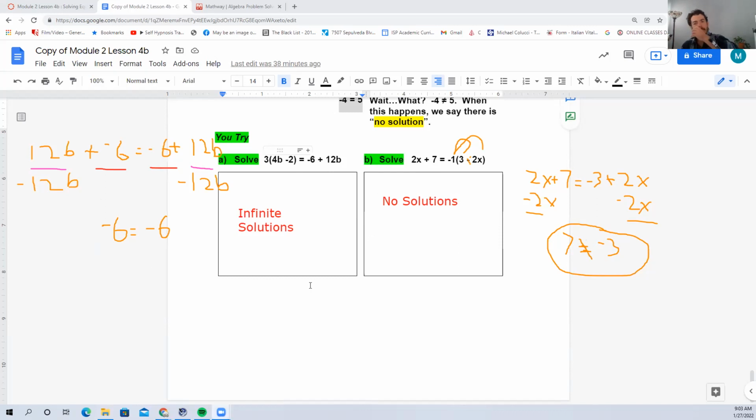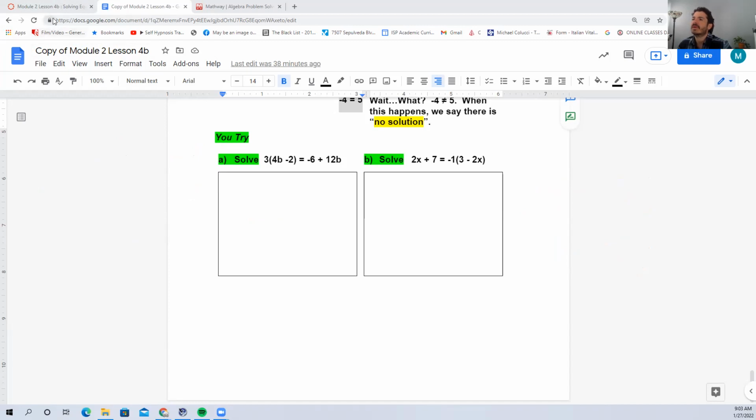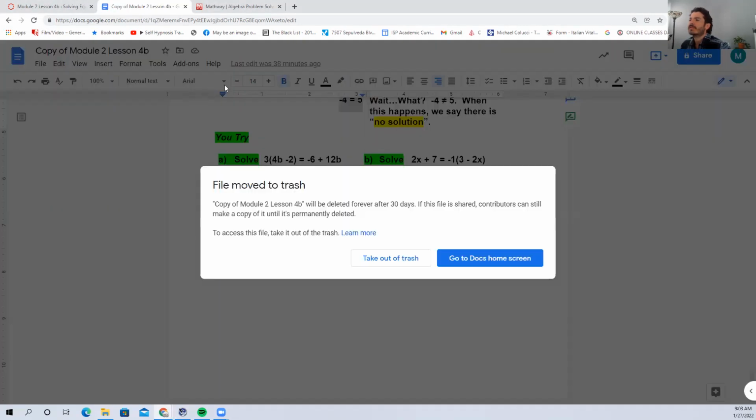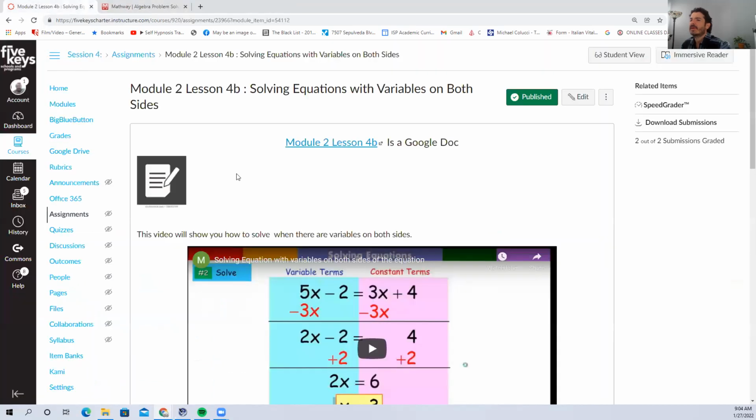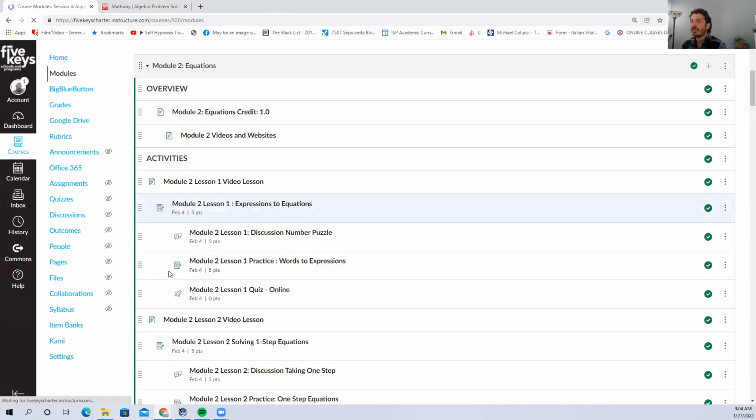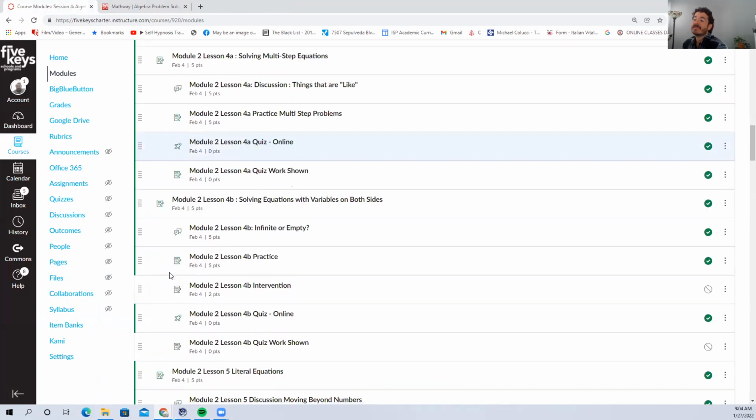Oh, lo and behold, we are done with the worksheet. So let's take a look at the quiz, and then that'll be it for this lesson. Oh, that's not true. Module 2 lesson 4b. Just want to move this to my trash because I keep forgetting, and I have all of these copies in my drive. Okay. So now's a good time to pause it and to do the quiz on your own. You don't have to submit it.